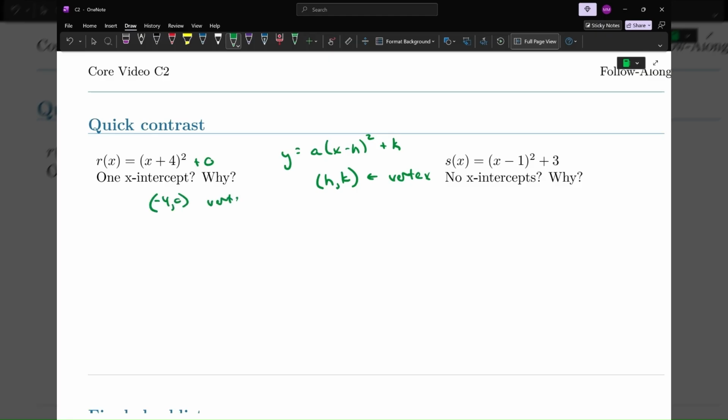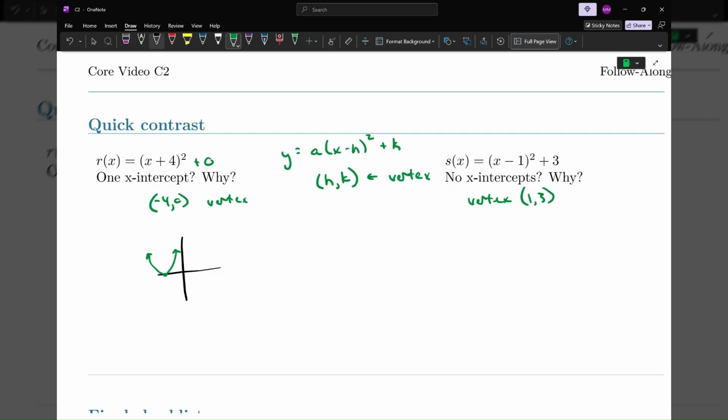That means that's on the axis. If I made a sketch of this thing, well, (-4, 0), here it is. And I can open up. That doesn't matter in this question, but I can see I'm only going to have the one x-intercept, right? So that's it. For s of x, I could look at it and say, well, okay, my vertex is going to be (1, 3). Okay, well, that's not on the axis.